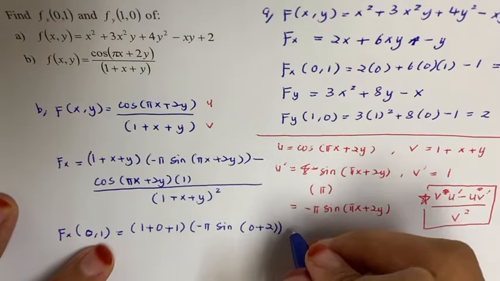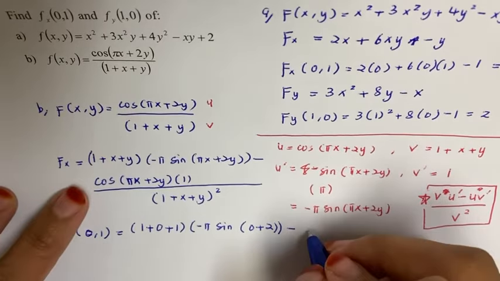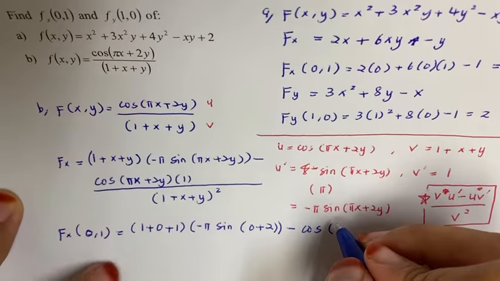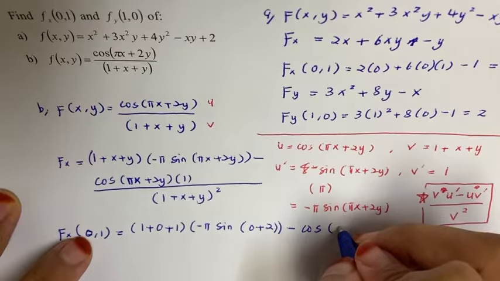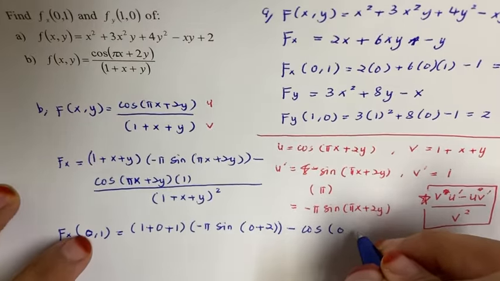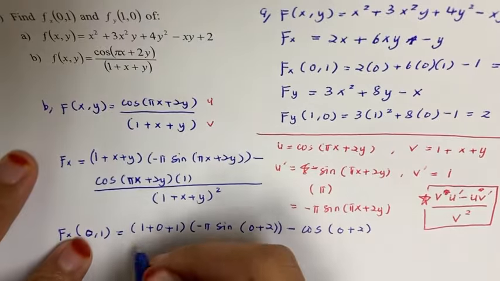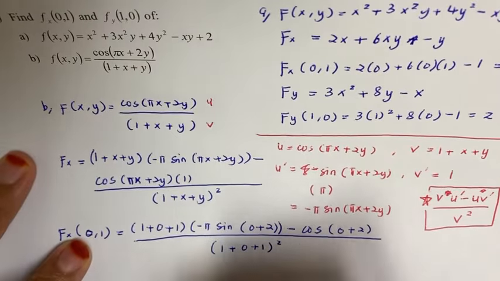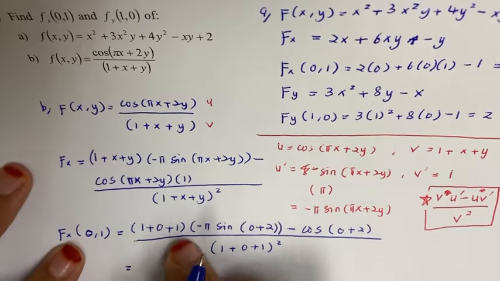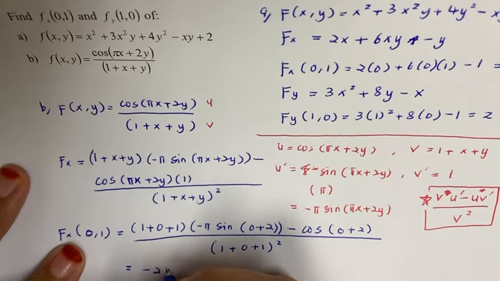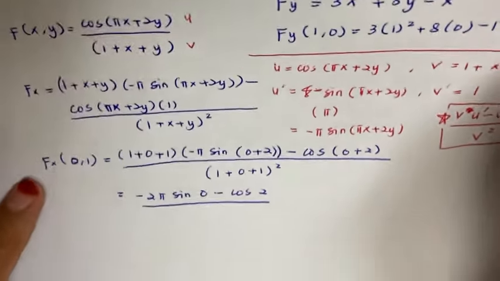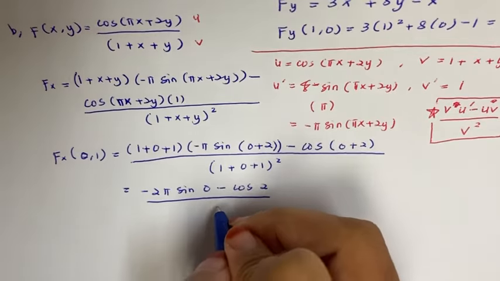Okay. Then minus cos pi x. Sorry, this is it. This one. Pi x. Yes, pi x. x is 0, so 0 here plus 2 multiplied by 1, divided by (1 plus 0 plus 1) squared. So this is equal to 1 plus 1 is 2, minus 2 pi sine 0 minus cos 2, divided by (1 plus 1) squared. You have 4.